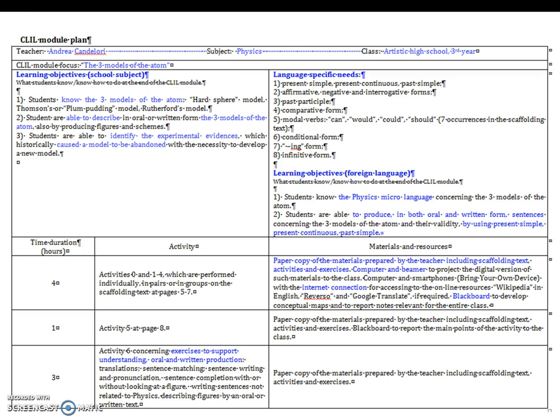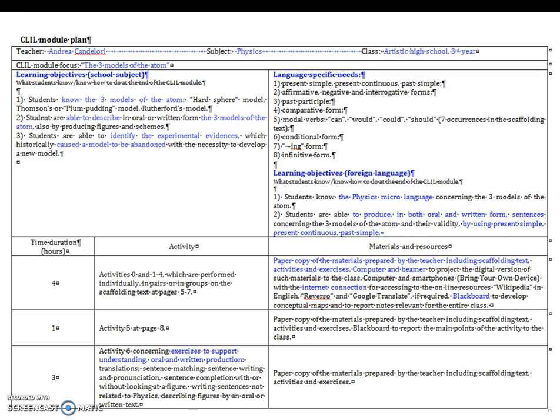The language-specific needs are present simple, present continuous, and past simple, affirmative, negative, and interrogative forms, modal verbs and conditional forms, being and infinitive forms, comparative forms. The language objectives concern students' ability to describe the 3 models of the atom by considering sentences with the present simple, the present continuous, and the past simple. The CLIL module duration is 8 hours of school.